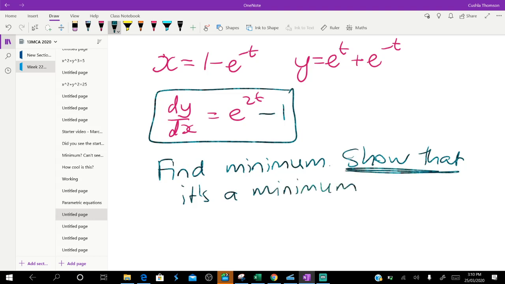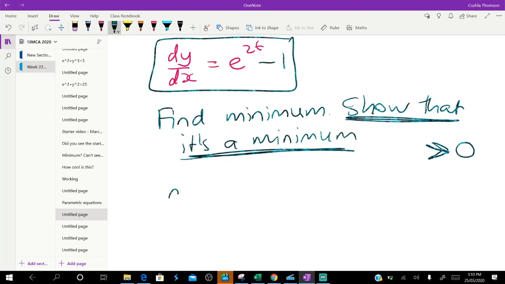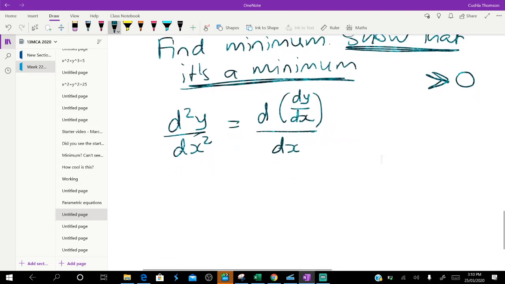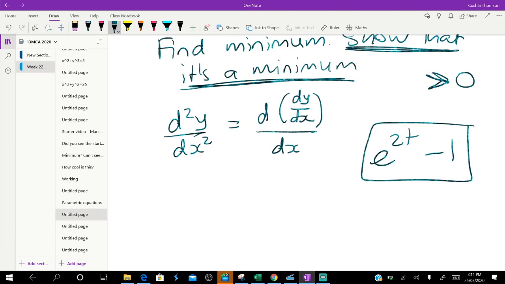So as soon as you see this, you should be thinking, I need to be finding the second derivative and showing that the second derivative is positive. So d squared y by dx squared means take my first derivative, and this is the working that you should be showing for this, and differentiate it with respect to x. But we've got a problem, right? Because my first derivative is in terms of t. It's e to the 2t minus 1. So what can I differentiate with respect to?